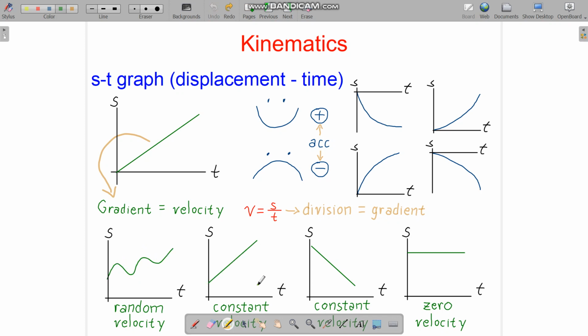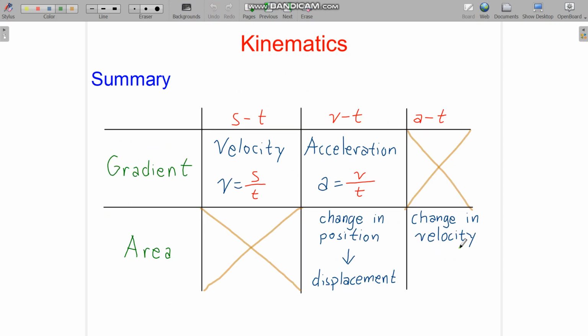If it's a straight line, we have a constant velocity, which is positive, and this is also constant velocity but negative. And here we have zero velocity because the displacement is not changing, the position is not changing, so the object is stationary here. In summary, in an ST graph we only use the gradient. In a VT graph we use the gradient to find acceleration, and we use the area to find displacement or change in position. We don't use gradient in an AT graph, we only use the area under the graph for the change in velocity.